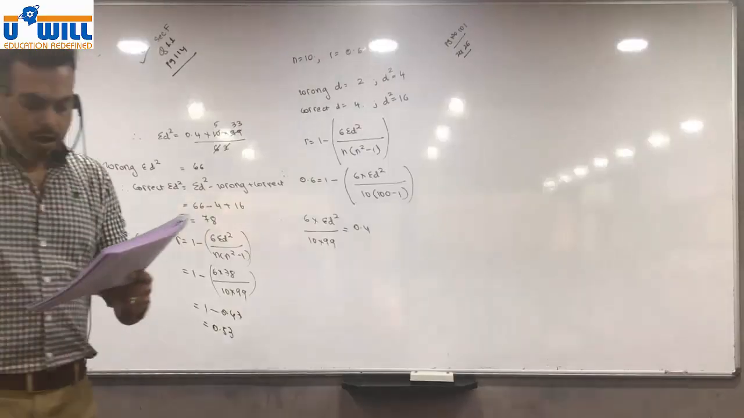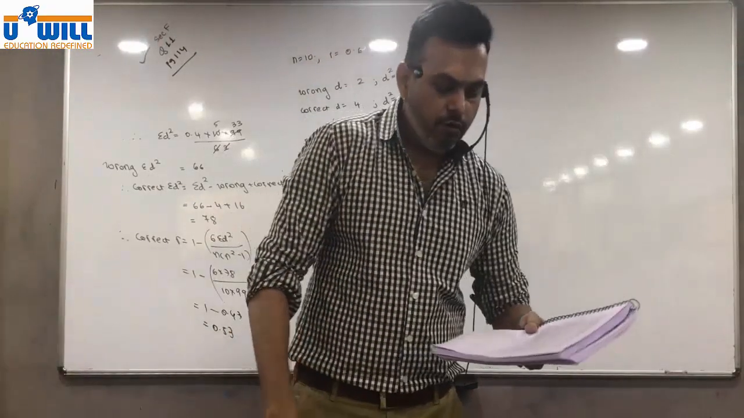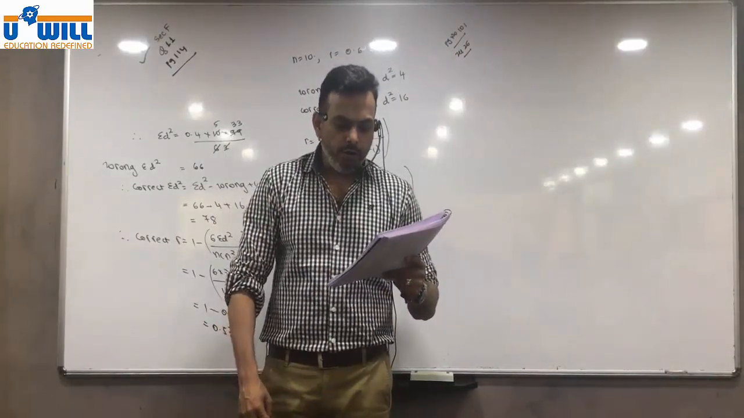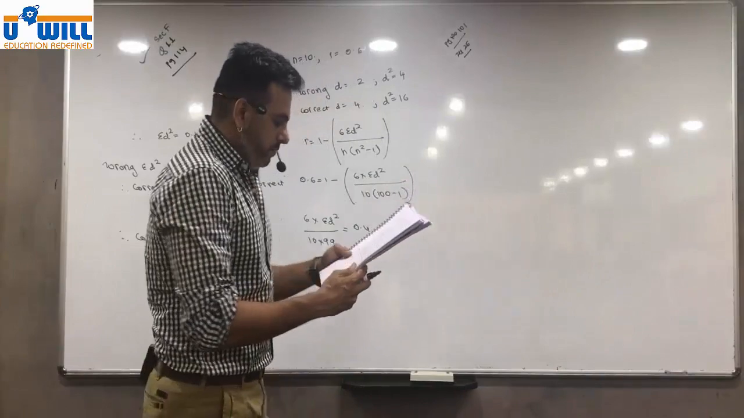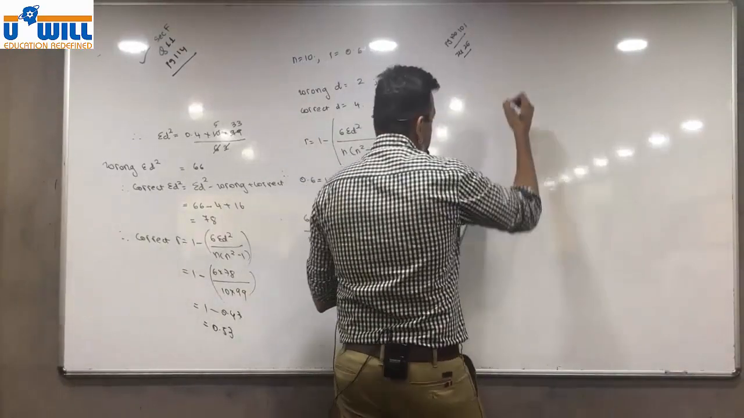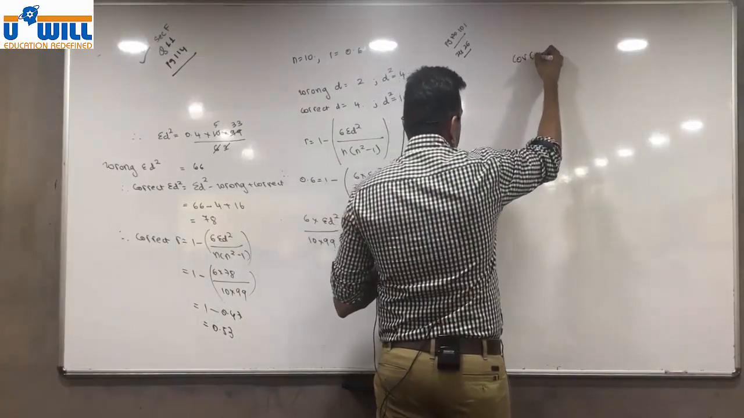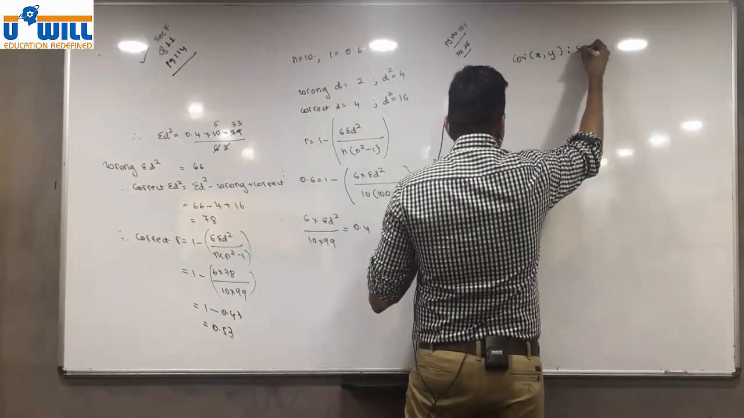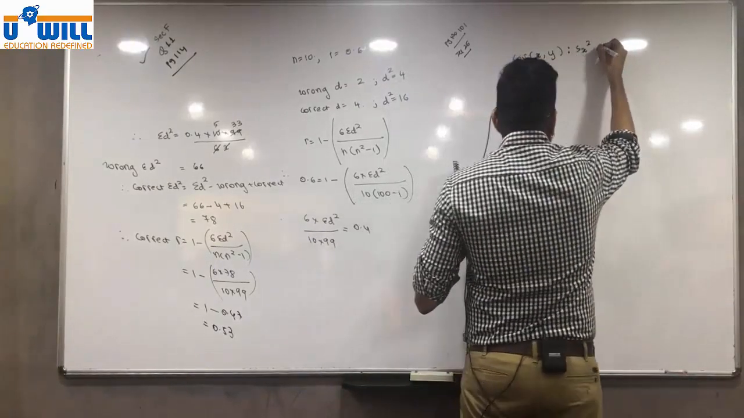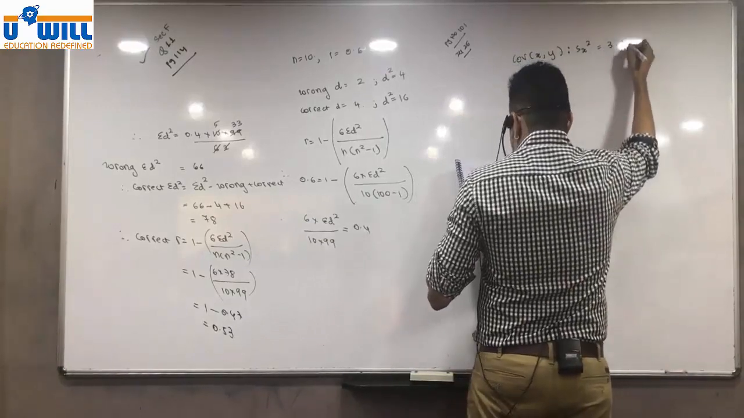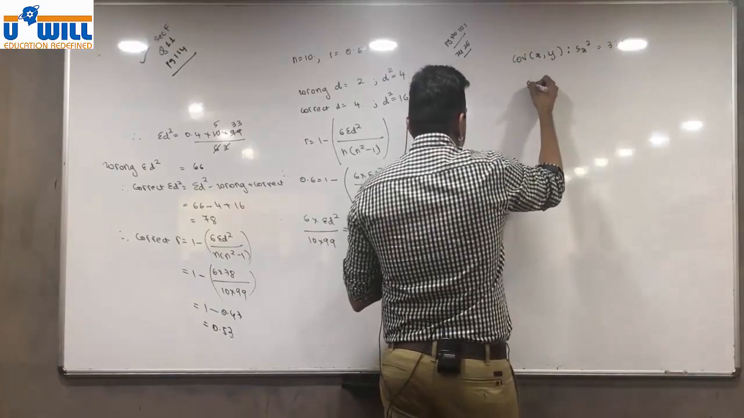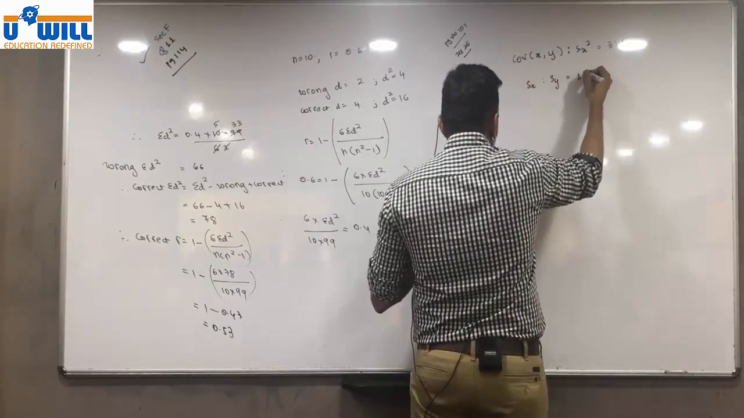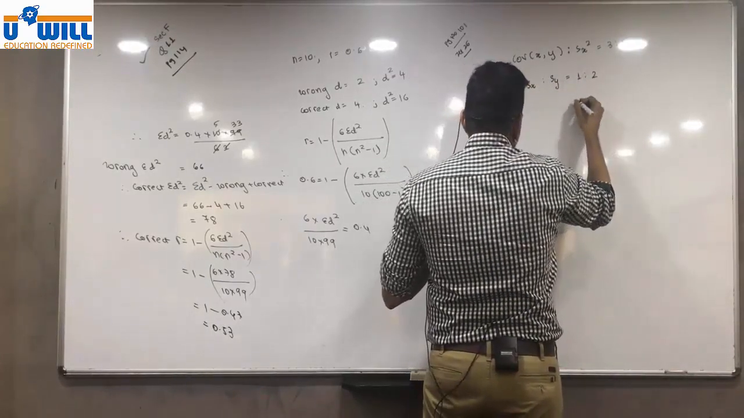Now, determine the value of the correlation coefficient from the following results. The result goes this way: covariance of x, y upon Sx square is equal to 3:5, and standard deviation of x is to standard deviation of y is equal to 1 is to 2. We have to find r.